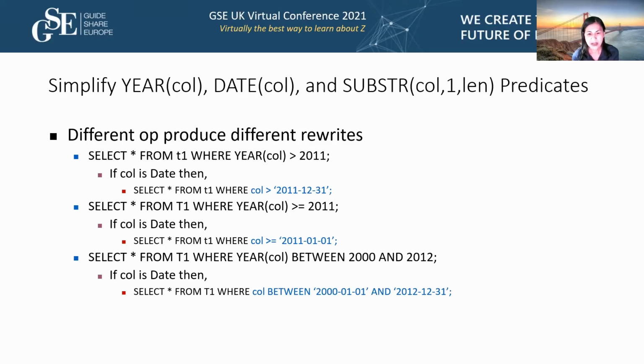The next example is where we have a between with two constants, 2000 and 2012. If the column is date, then a new predicate between will be generated, and we have the lower bound and the upper bound. The lower bound will be the beginning of year 2000, and the upper bound is the end of 2012.